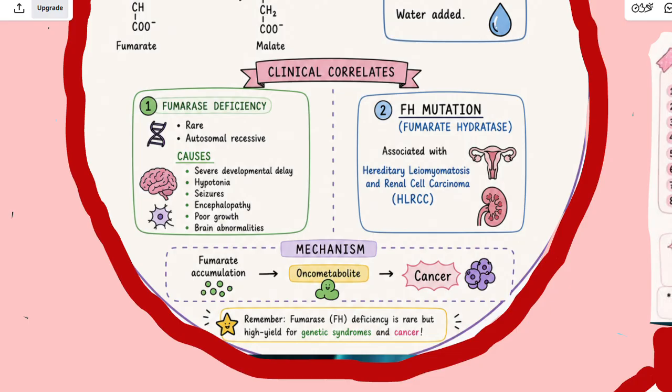An FH mutation can also occur. An FH mutation is the mutation of the fumarate hydratase enzyme. Causes include hereditary leiomyomatosis and renal cell carcinoma, which you can remember with the mnemonic HLRCC. Fumarate accumulation is also an oncometabolite. When fumarate accumulates, it leads to cancers, right? So remember, whenever we have some kind of a mutation, all these TCA cycle accumulations lead to tumor growth. They become cancerous, right?